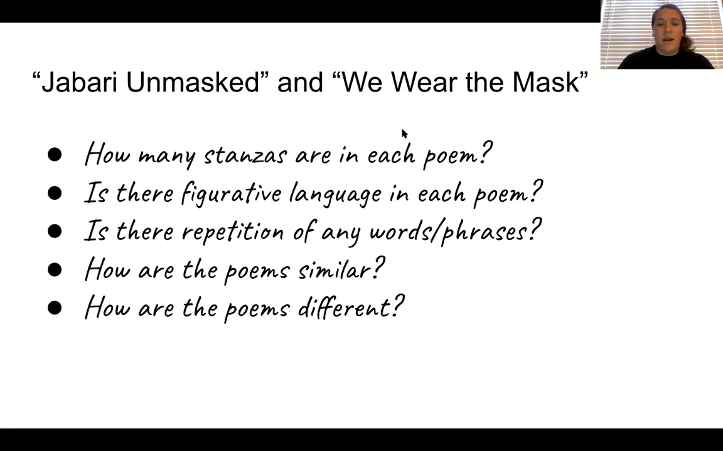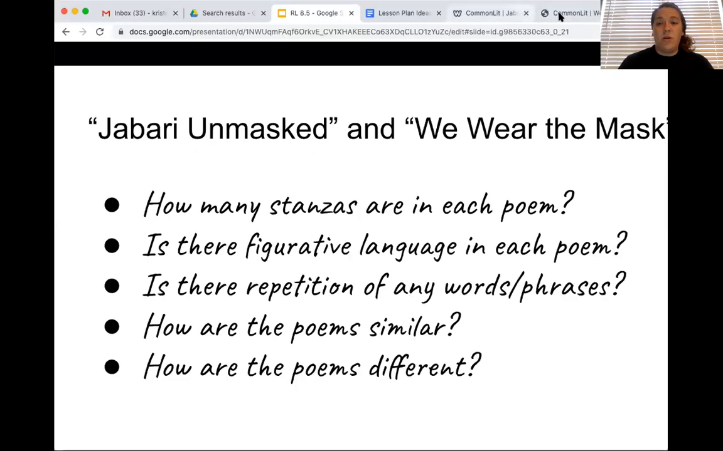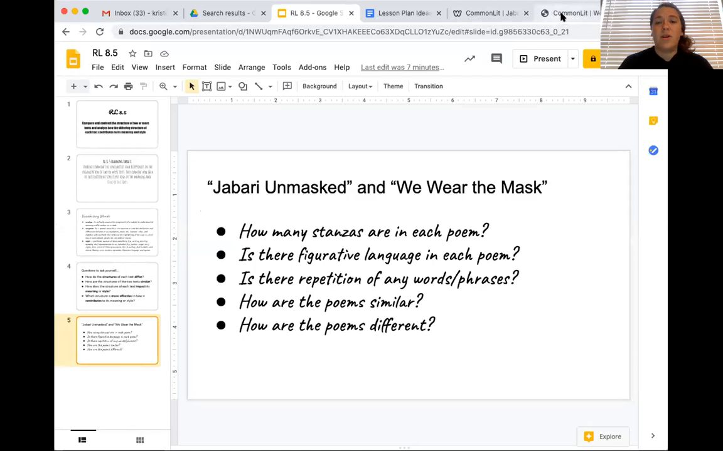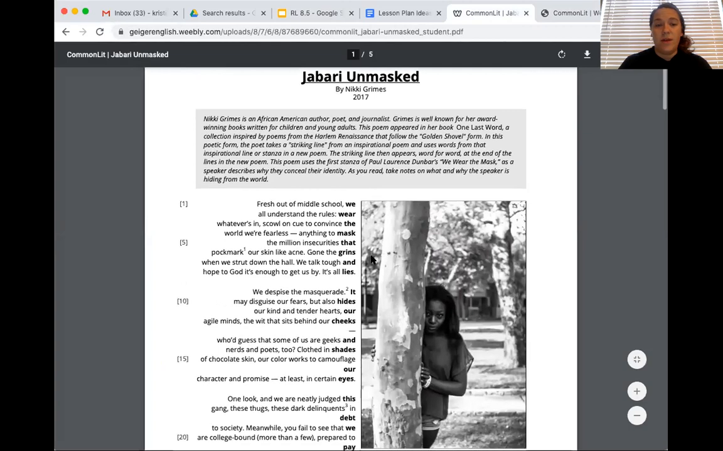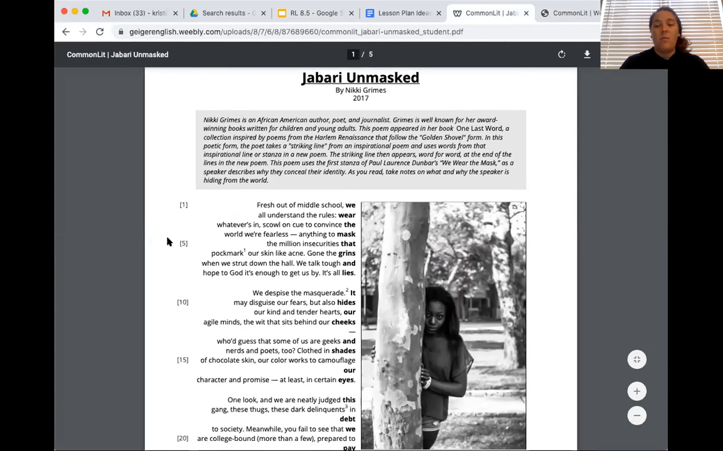So what I'm going to do right now is I'm going to actually show each of the poems that we read, and I'm going to start with Jabari Unmasked, since that was the first poem that we read. So Jabari Unmasked, one thing you should recognize is the year that it was written.